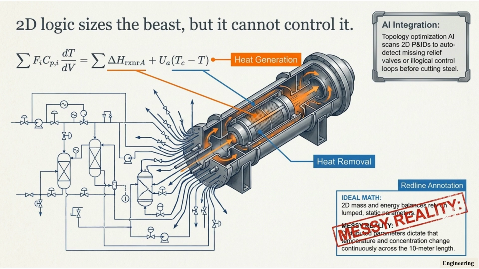Two-dimensional logic helps us size the reactor, but it cannot manage the dynamics of heat generation and removal. We must move beyond static parameters. Modern AI integration helps by scanning control diagrams to identify missing safety systems before any steel is ever cut.